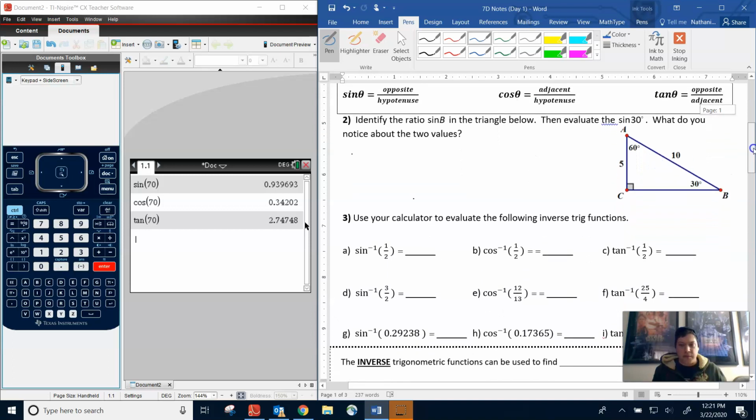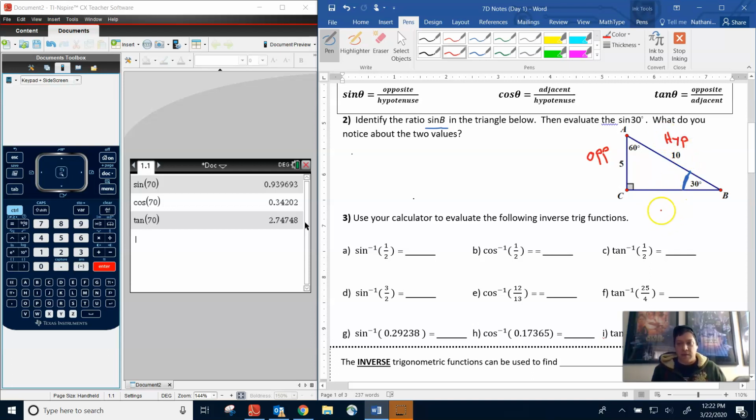So next, we're going to talk about the ratios. Now we know sine is opposite over hypotenuse, cosine is adjacent over hypotenuse, and tangent is opposite over adjacent. Here it says find the ratio of sine of B. Well, here's B, right? So that means we're looking from this spot here. Now, what we typically do is always label. Make sure to label everything. So then this 5 would be your opposite, and this 10 would be the hypotenuse.